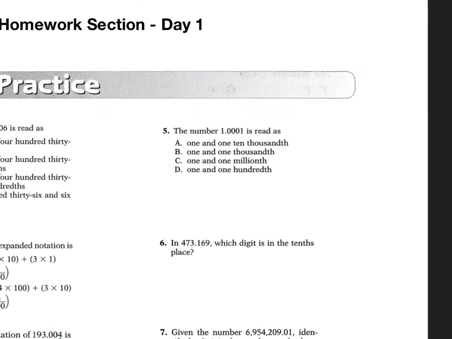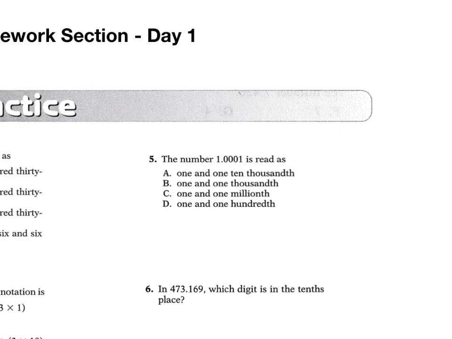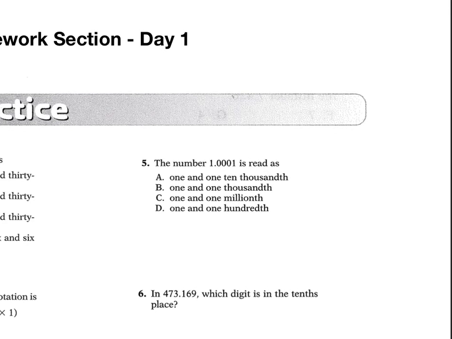For 5, tells us the number 1.0001 is read as 1 and 1. This here, you have tenths, hundredths, thousandths, 10,000ths. So 1 and 1 10,000ths. That's A.